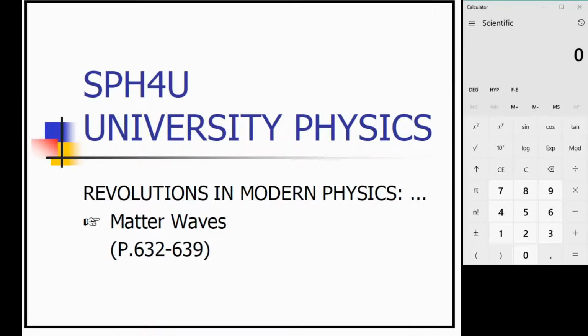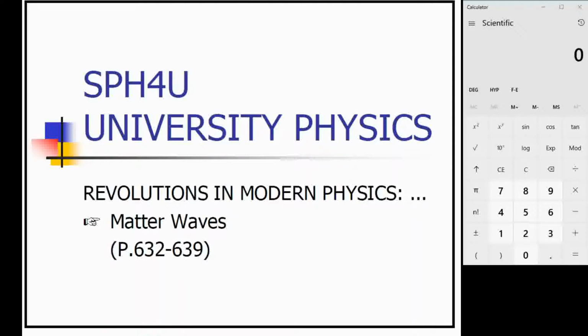Okay, now our penultimate lecture in Unit 5 is on matter waves. And this is section 12.3 from your textbook. Now you might think that the title of this lecture doesn't really make sense. And you'd probably be right in that because we've already talked about the wave nature of light.